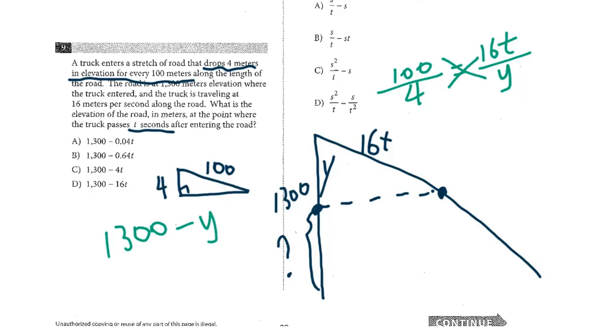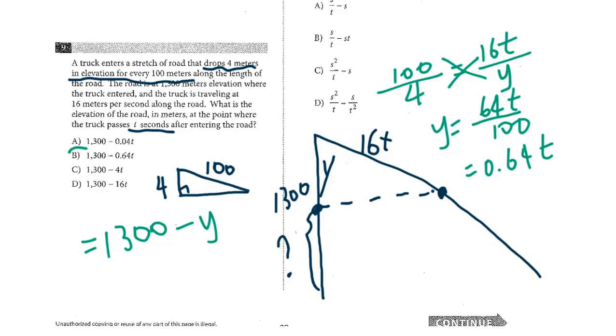So I cross multiply. You will get y equals 64t over 100, which means 0.64t. Then the answer will be B. Yeah, because you minus y, you will get, this is what it's looking for.